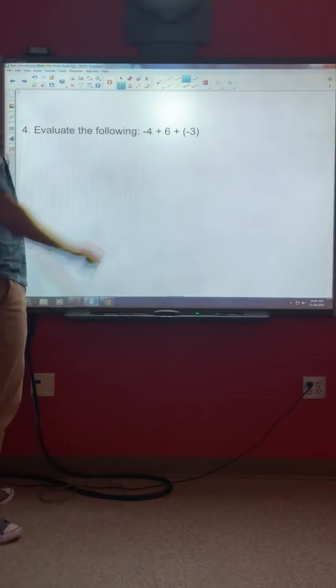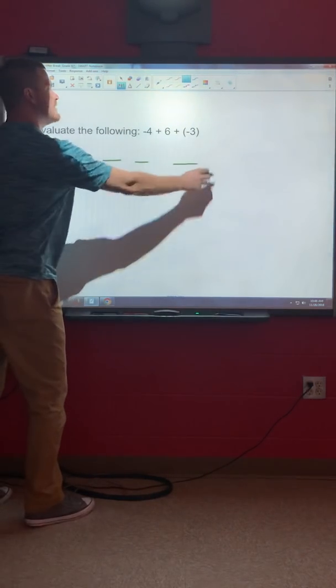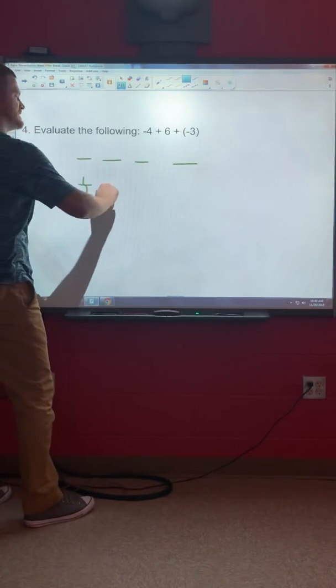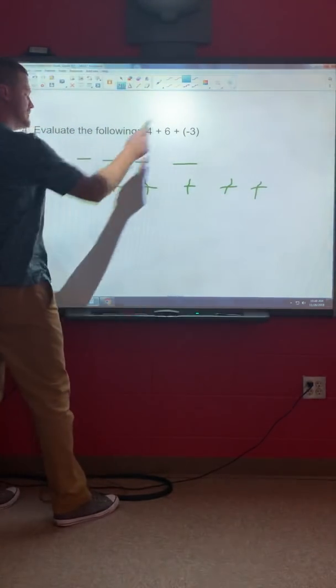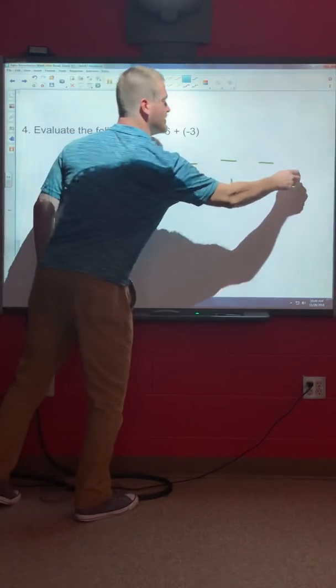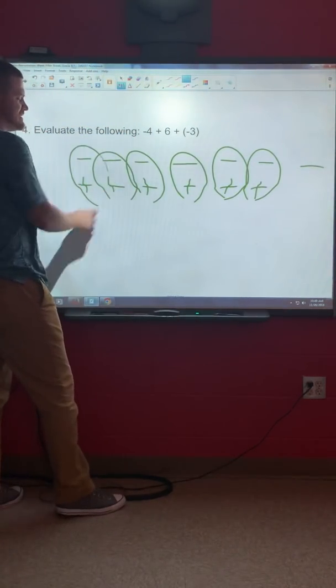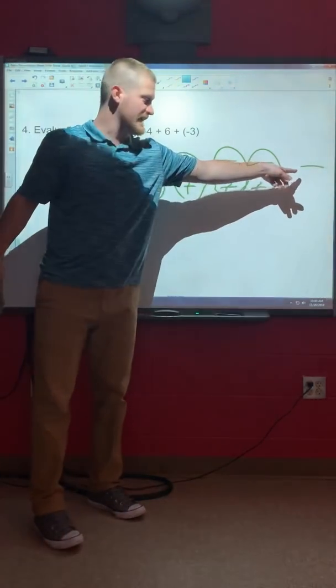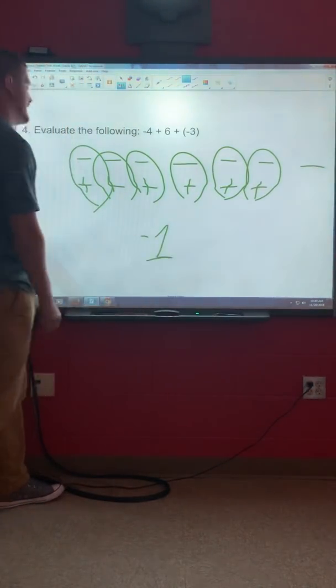Last but not least, just draw the positives and negatives. We have 4 negatives to begin with: 1, 2, 3, 4. 6 positives: 1, 2, 3, 4, 5, 6. And then 3 more negatives: 1, 2, 3. Those all zero out, leaving that lonesome guy over there. So if there's 1 negative left, our answer is going to be -1.